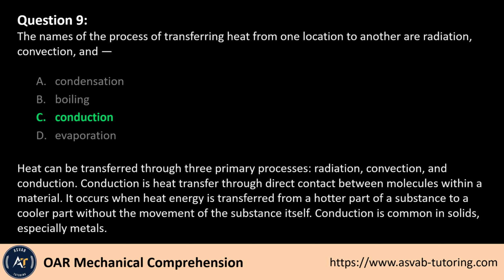Heat can be transferred through three primary processes: radiation, convection, and conduction. Conduction is heat transfer through direct contact between molecules within a material. It occurs when heat energy is transferred from a hotter part of a substance to a cooler part without the movement of the substance itself. Conduction is common in solids, especially metals.